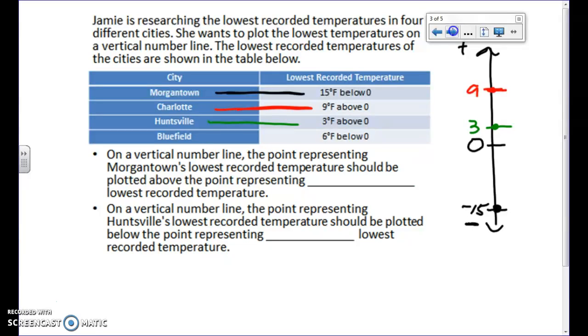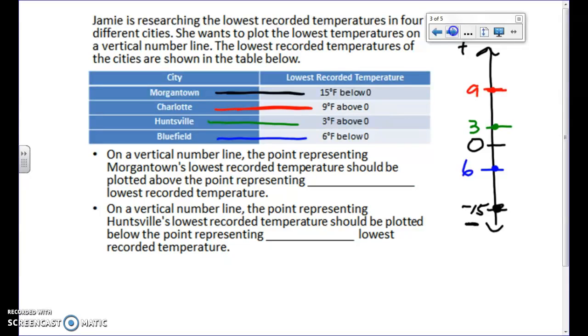Right there. And then we have Bluefield in blue, 6 below. All right, now let's read the question again. It says on a vertical number line, the point representing Morgantown's lowest recorded temperature. So Morgantown was the black point. This one down here should be plotted above the point representing blank lowest recorded temperature.